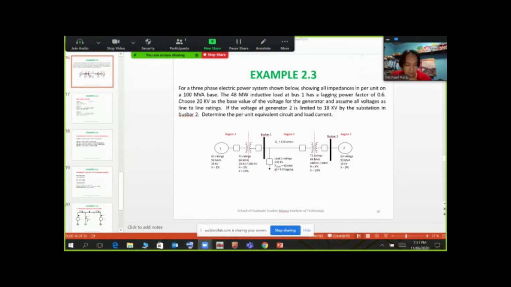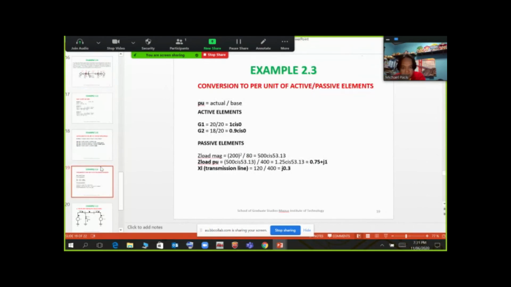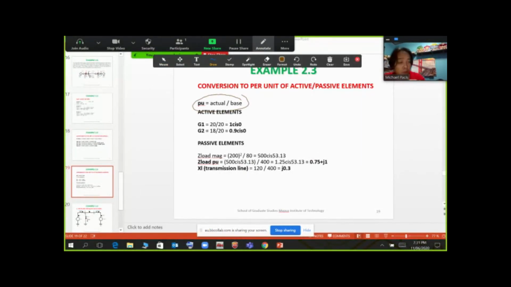Okay. Let us move forward to the other parameters. We can get the active and passive elements of the system, and we use the formula of actual all over the base, because we need to model the parameters in per unit if the given is in volts, in ohms, respectively. Now you can see here the value of the voltages, which is 20 all over 20, which is actual all over the base.